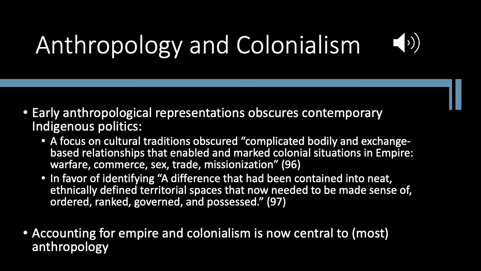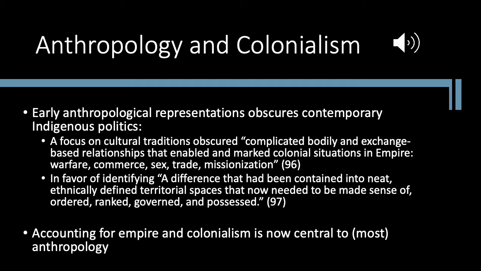Anthropology in this sense is essentially a logic of rationalizing cultural difference in space for the sake that that difference can be governed and possessed. Now, as she notes, this is very different than what contemporary anthropologists do, in which accounting for empire and colonialism is very much central to doing good anthropology today.